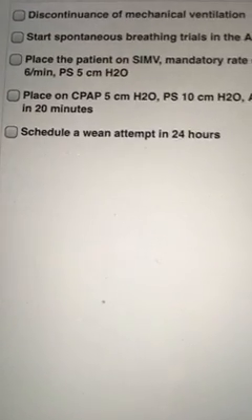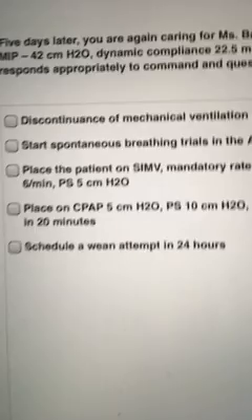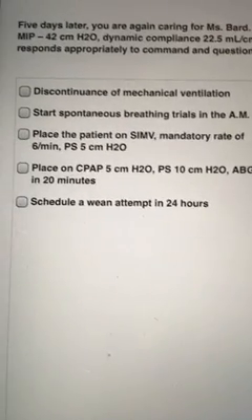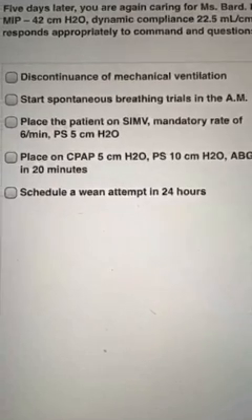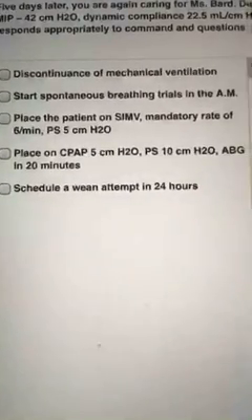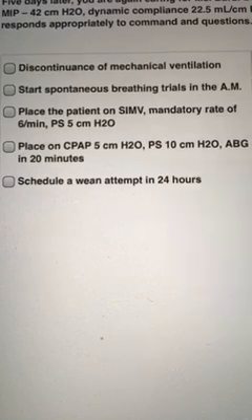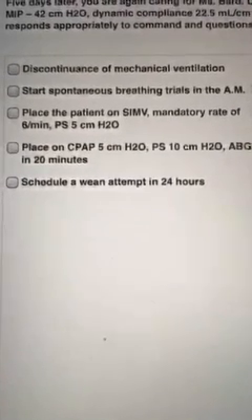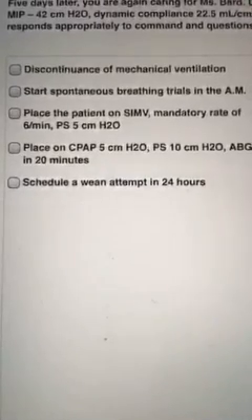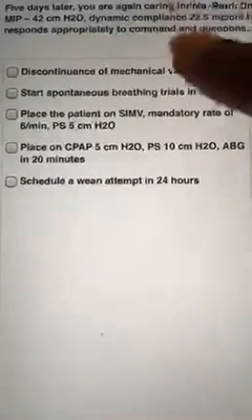What would you recommend? So basically, she's good. She needs to get off. It says discontinue vent, start spontaneous breathing trials. She doesn't need to do that because she's over her worst. Or place the patient on SIMV. Could do that, but I think she's like a fast-tracked weaner. So I'm just going to disconnect.